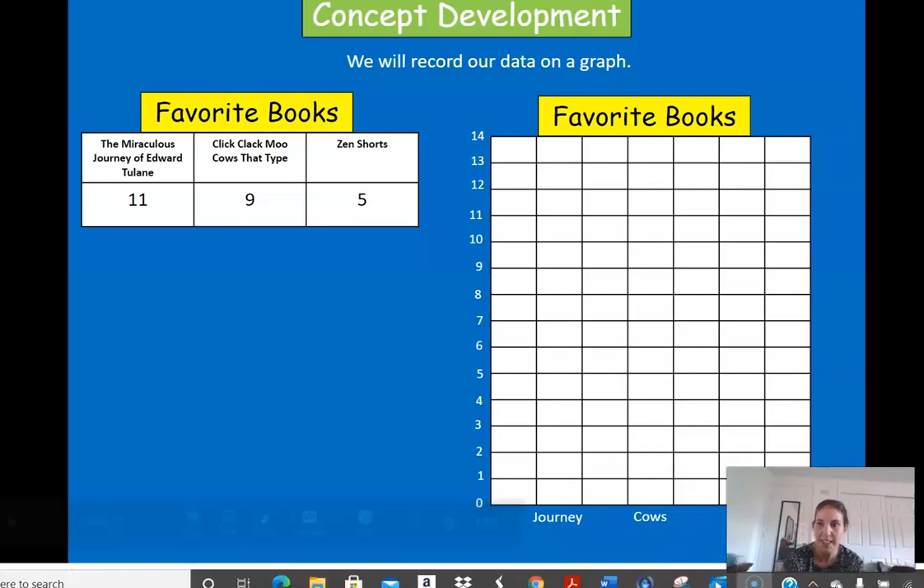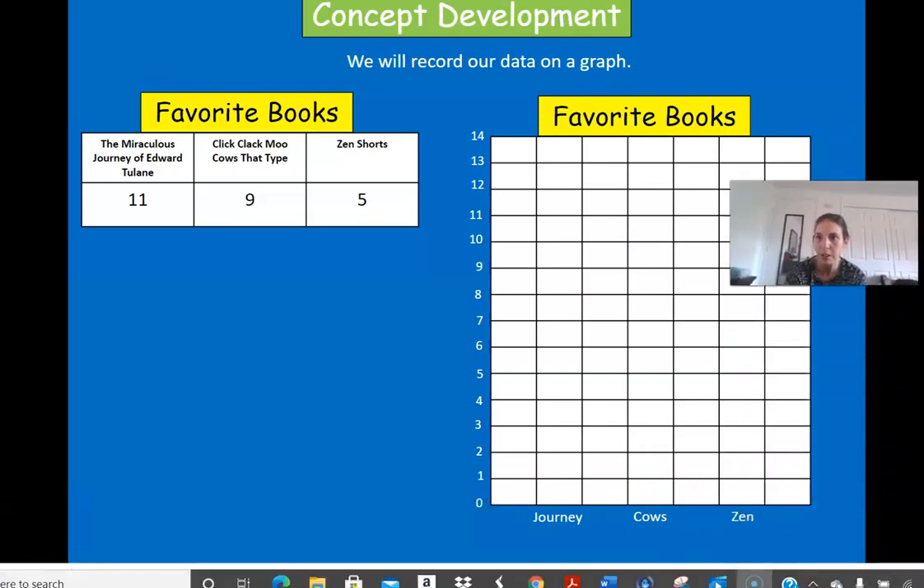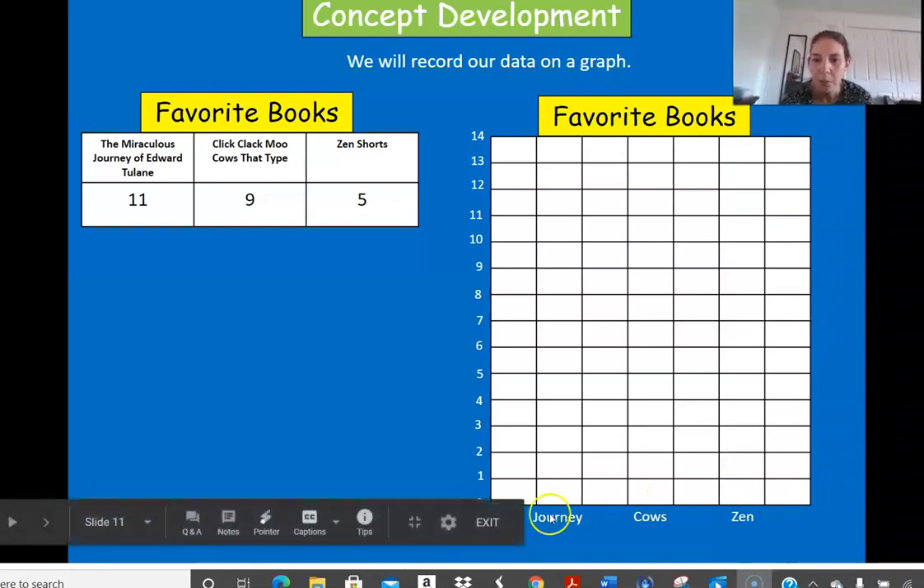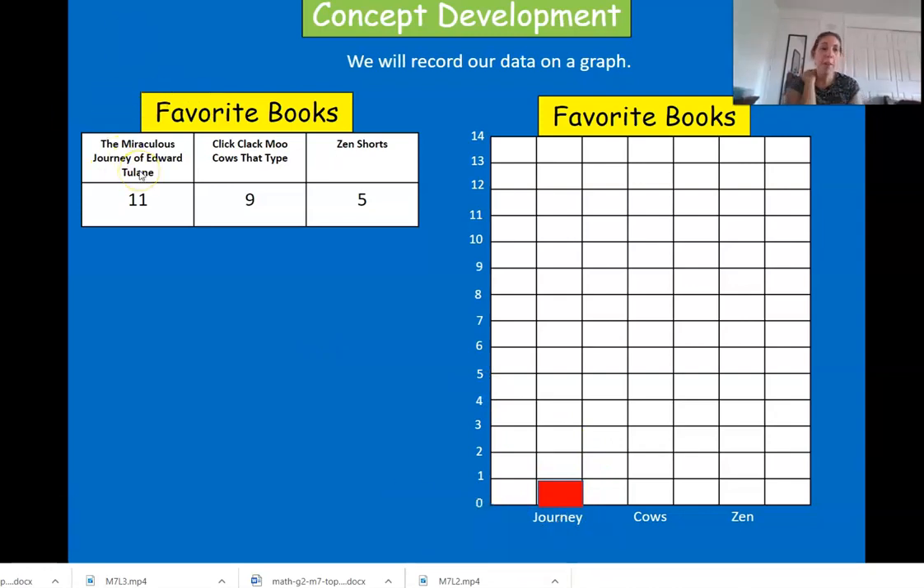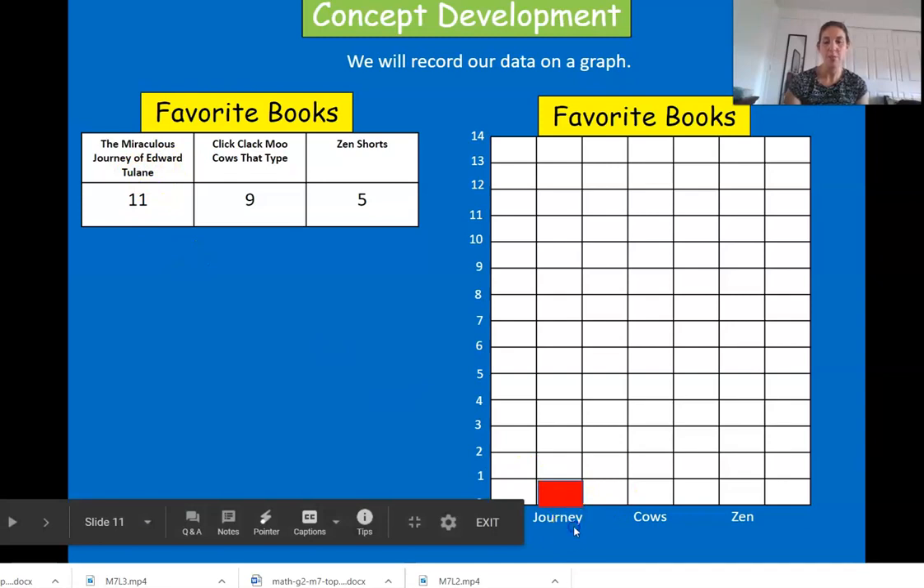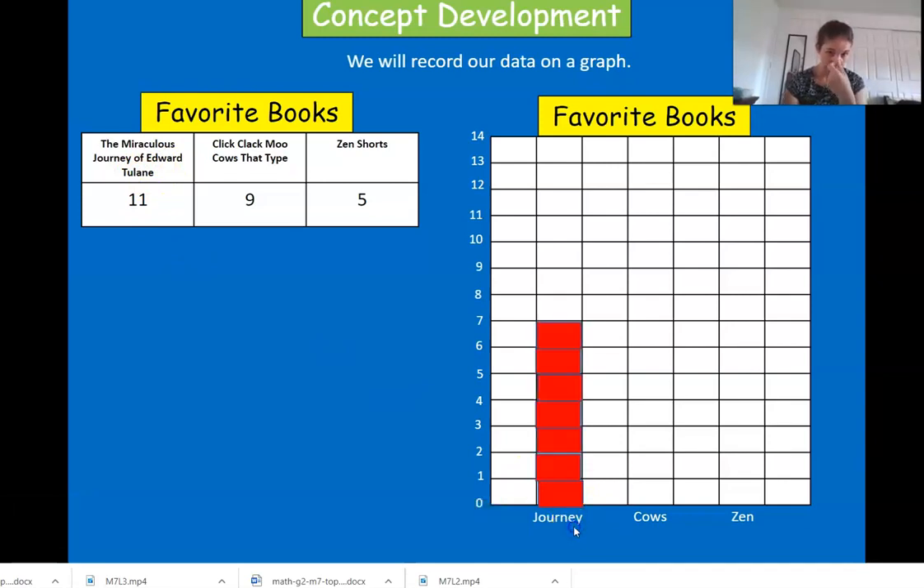Let me move my face out of the way. Okay, so we have 3 categories, right? 3 labels here. We have 3 up here, 1, 2, 3, and we do 3 down here, 1, 2, 3. So now we're going to start filling in how many people said that their favorite book is The Miraculous Journey of Edward Tulane. Let's see, we have 11. So 1, 2, 3, 4, 5, 6, 7, 8, 9, 10, 11.